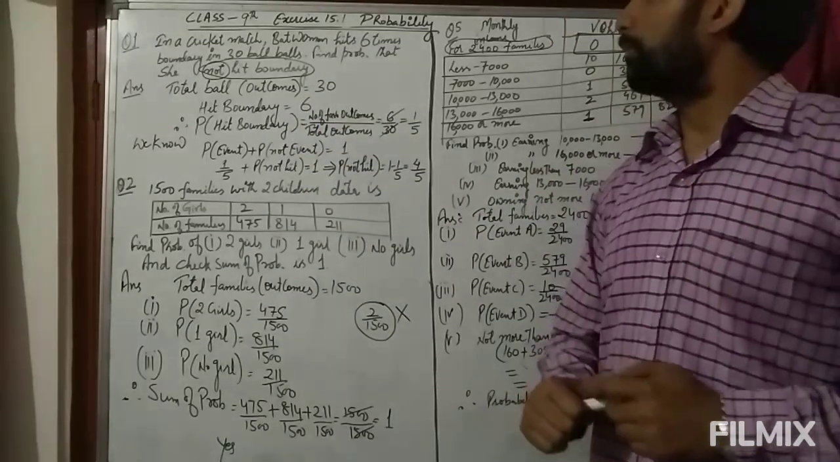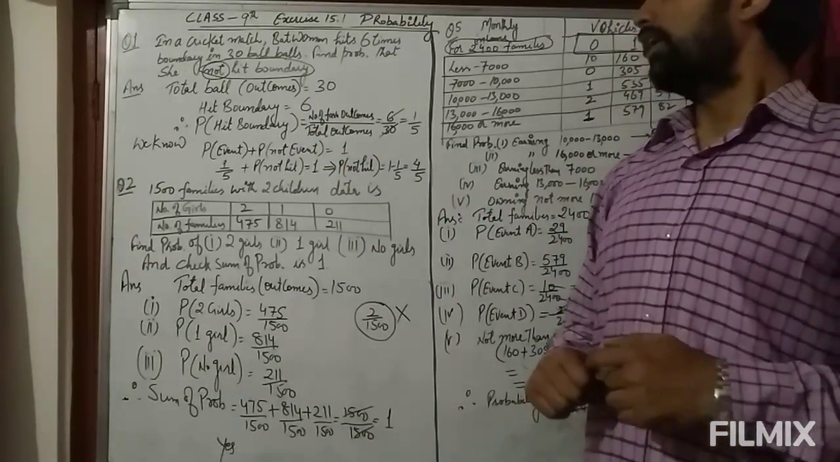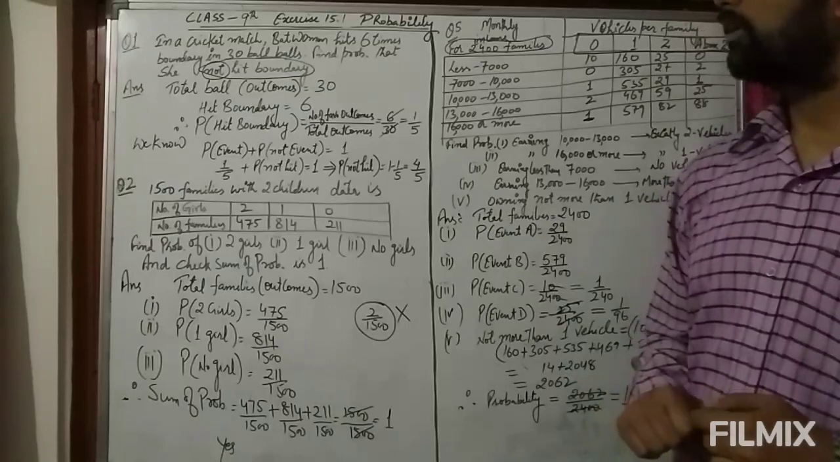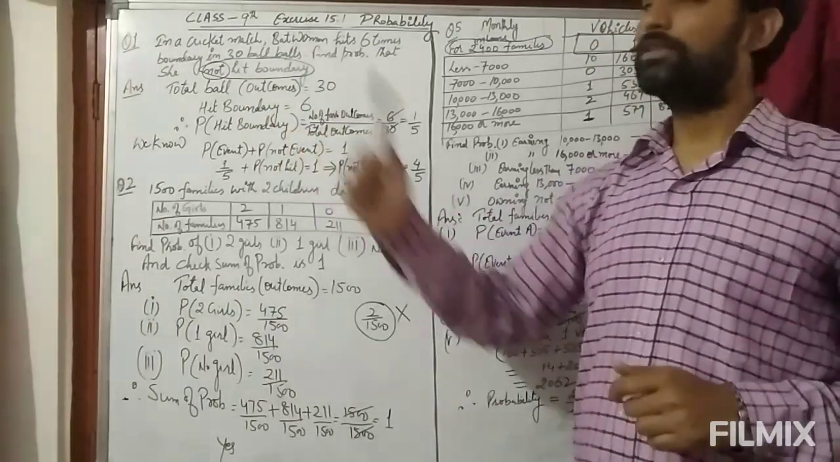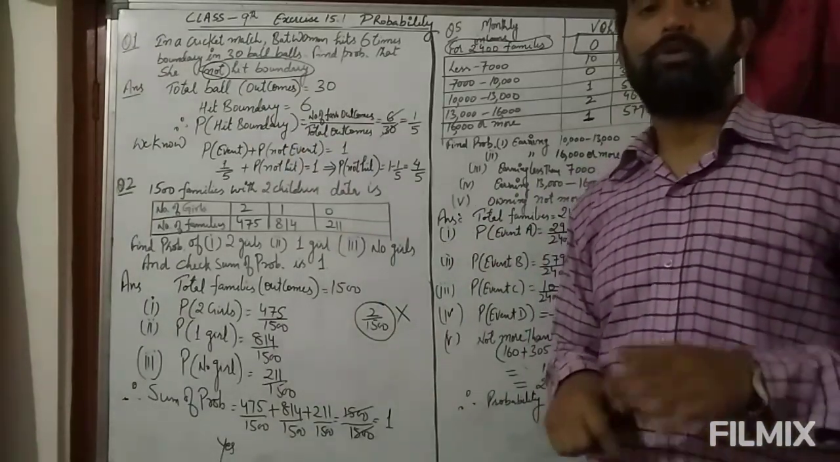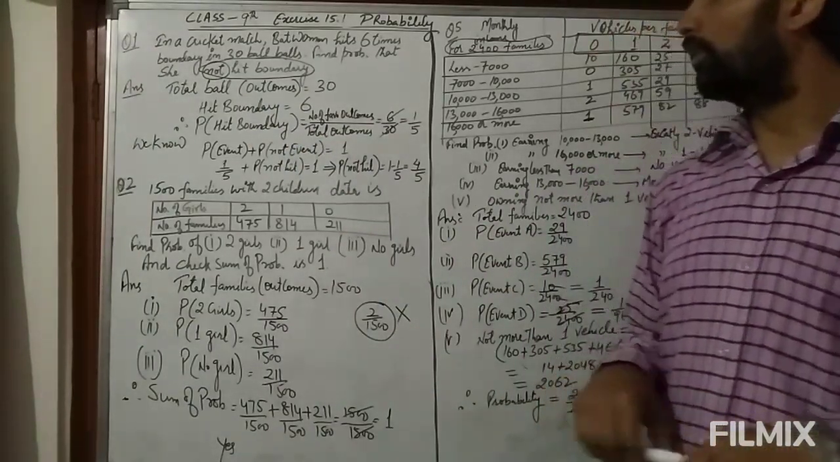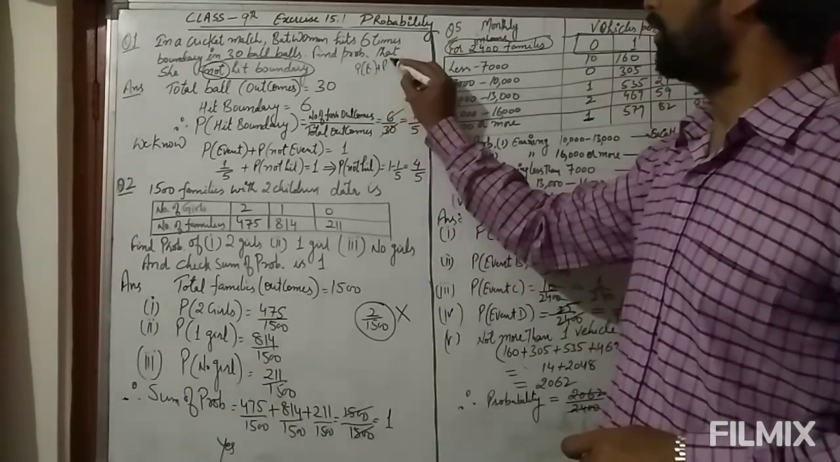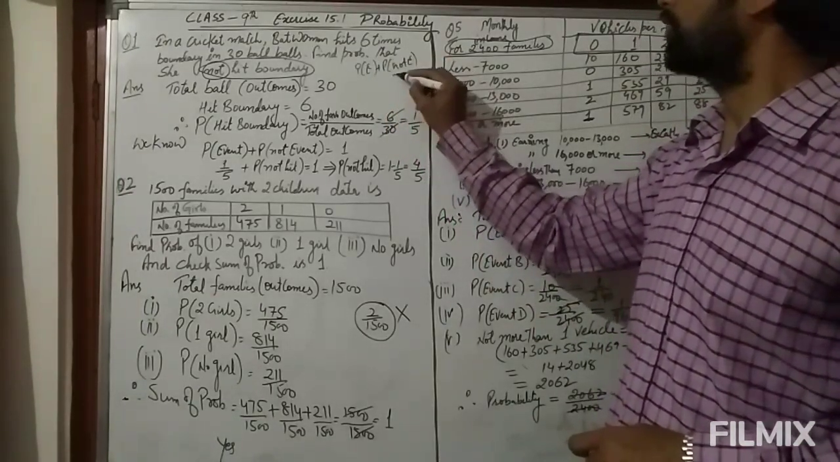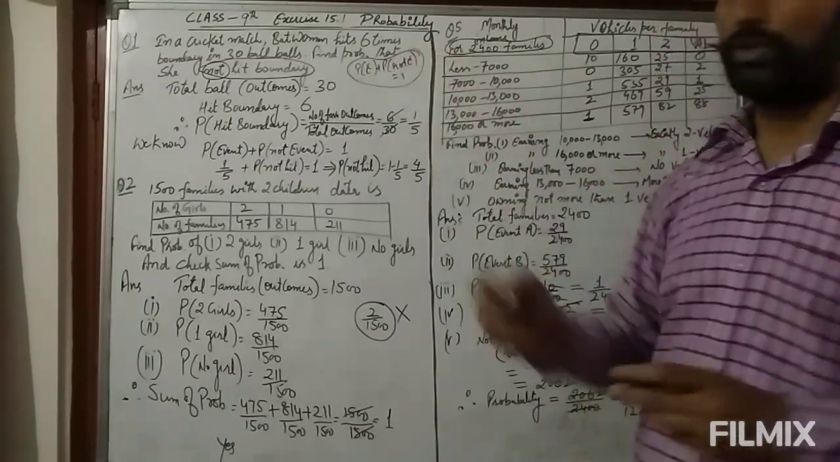In a cricket match, a batswoman hit a boundary 6 times in 30 balls. Find the probability that she did not hit the boundary. Whenever the word "not" comes, generally we go with this formula: probability of event plus probability of not event is always equal to 1. This is the first priority for this.